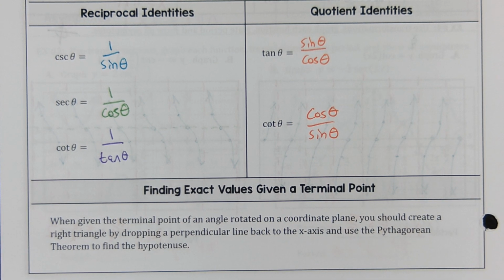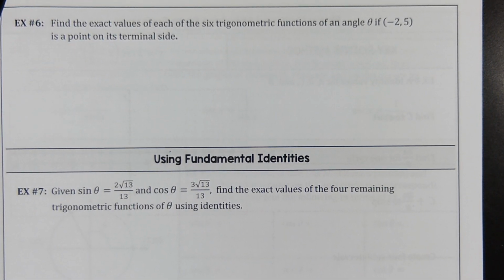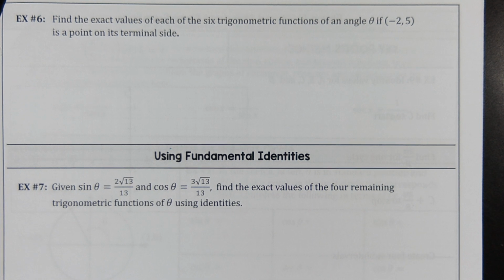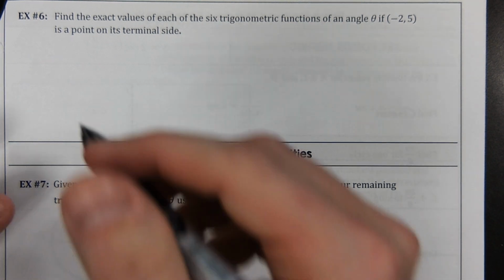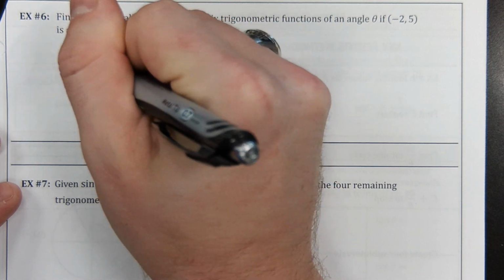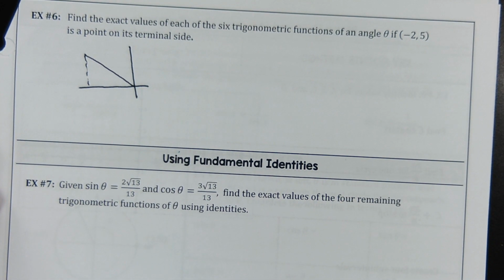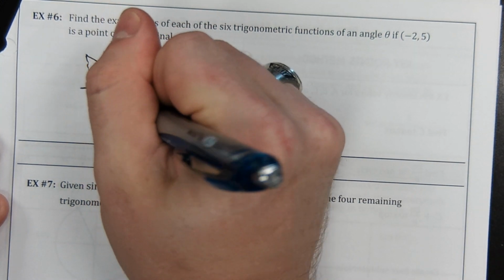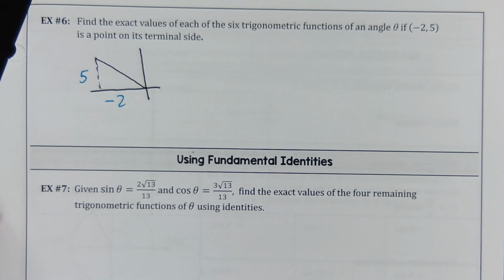Okay. What if I give you a random coordinate and I tell you it is on the terminal side of an angle? That coordinate is negative 2, 5. Which quadrant is negative 2, 5 going to be in? Yep, quadrant 2. I'm going to go ahead and draw it over there. Whoa, I drew that really crooked. Negative 2, 5. How do I find the hypotenuse of that triangle?